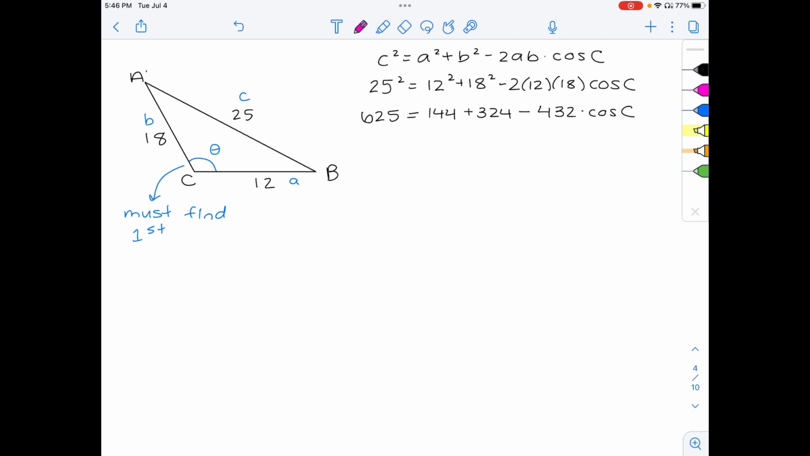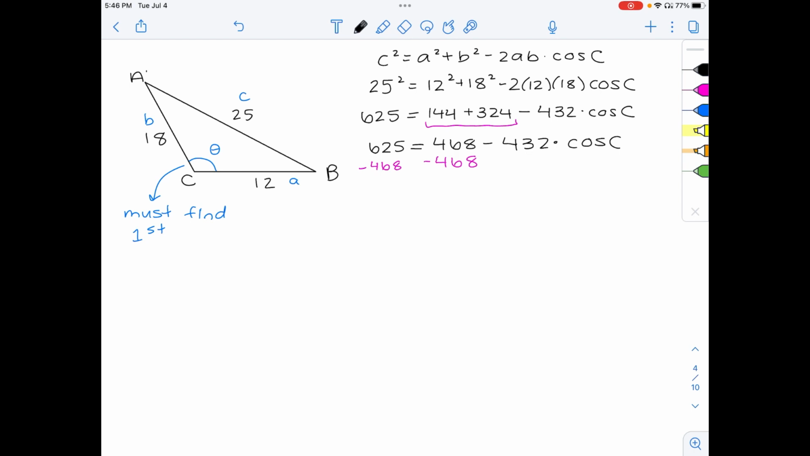So first, I'm going to add these together. If you want to do those two in one step, that's fine. That's what I typically do on my calculator. I just type 12 squared plus 18 squared. So then I'll have 625 equals 468 minus 432 times cosine of C. My next step is always going to be to subtract whatever this front number is, keeping in mind that I'm not subtracting 432 from that number. So I will subtract on this side and I get a positive answer.